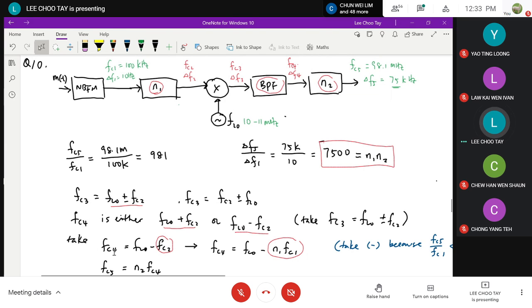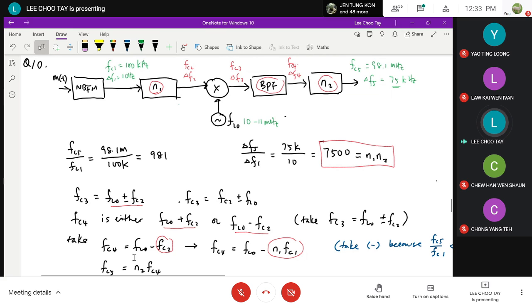So here I'm going to take minus, because as I mentioned before, the multiplication factor required for the carrier frequency is lower than the multiplication factor required for the frequency deviation. Therefore, I start with a minus. So FC4, I choose FC4 to be FLO minus FC2.